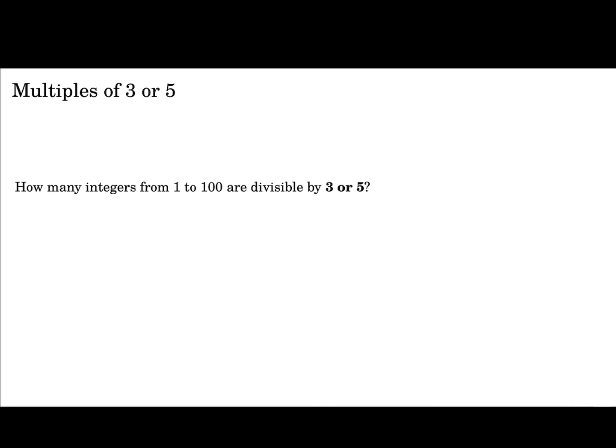How many integers from 1 to 100 are divisible by 3 or 5? So let's count this carefully. We can first start by how many integers are divisible by 3. If you take 100 and divide by 3, 100 is going to be 33 times 3 plus 1, right? So 3 times 33 is 99. And so you have 33 numbers that are divisible by 3.